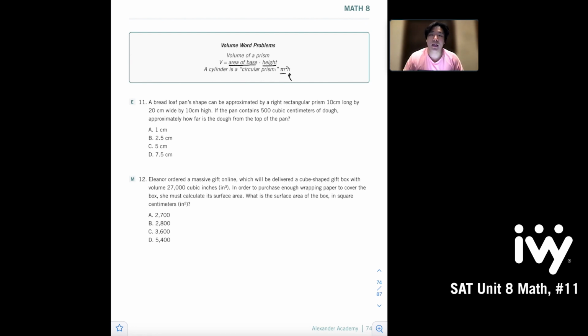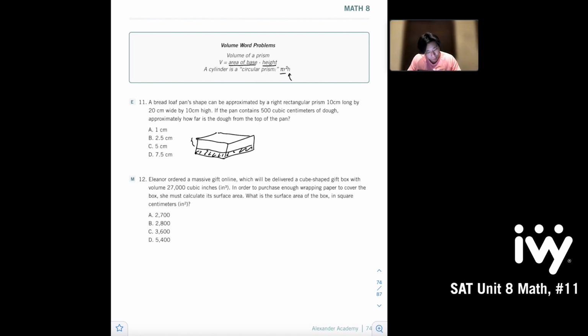Okay, question 11. A bread loaf pan's shape can be approximated by a right rectangular prism 10 centimeters long by 20 centimeters wide by 10 centimeters high. If the pan contains 500 cubic centimeters of dough, approximately how far is the dough from the top of the pan? So if we draw a quick little sketch, we basically have a pan that'll look like this, and then we'll have some dough that's taking up some amount of space here at the bottom. And basically we're looking for this distance here.